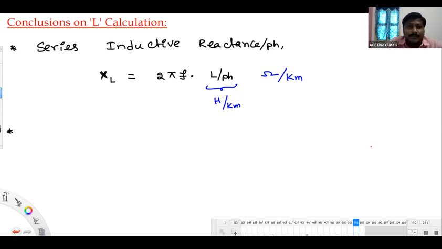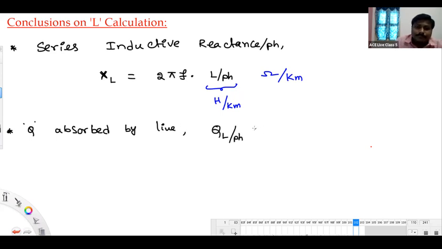Next one. What is the reactive power absorbed by the transmission line per phase? Reactive power absorbed by the line per phase. I'll say it is QL per phase. Reactive power absorbed by the line per phase, so you can say QL per phase.